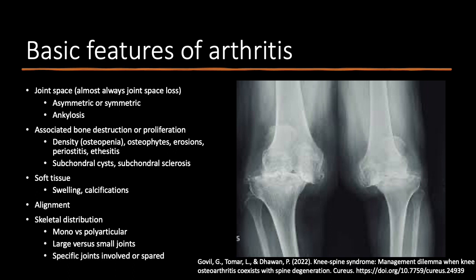Look at the surrounding soft tissues, which may demonstrate swelling or calcifications. Assess the overall alignment of the joint. Some arthropathies may demonstrate joint subluxation, which we will touch on later in the presentation. And then at the end, look at the skeletal distribution, whether it's a mono or polyarticular arthropathy, whether large or small joints are involved.